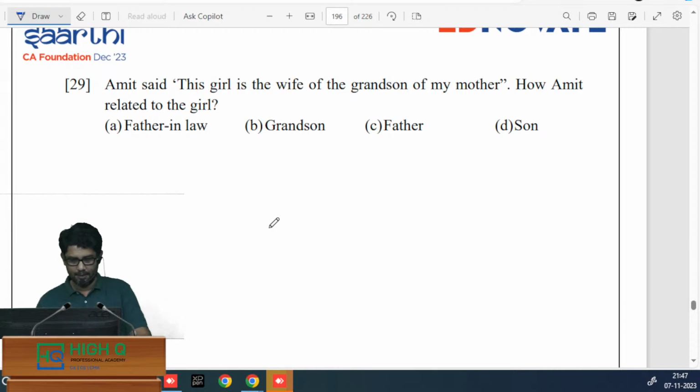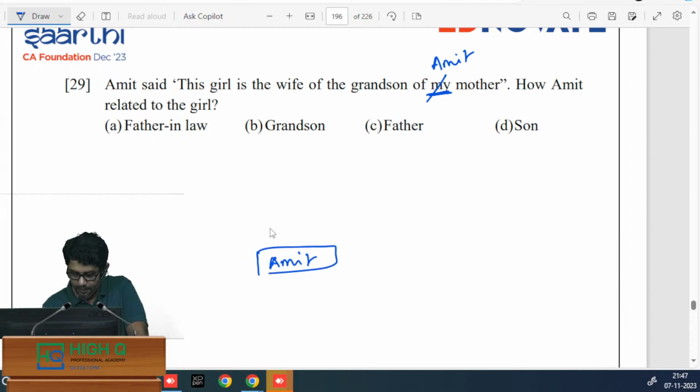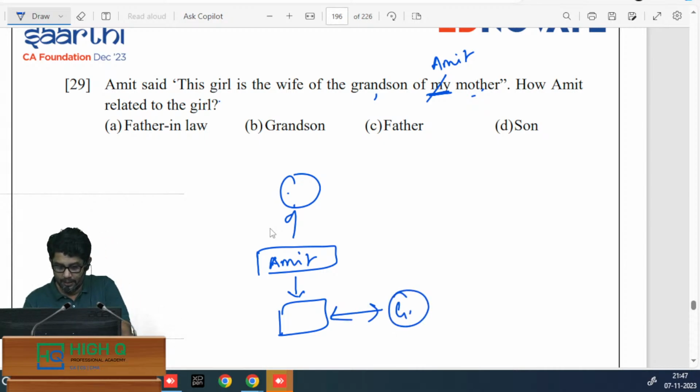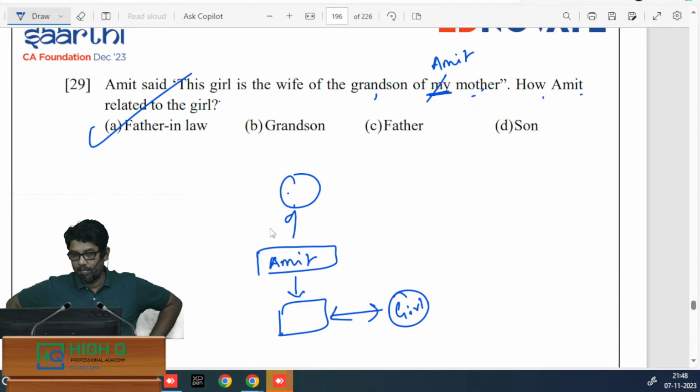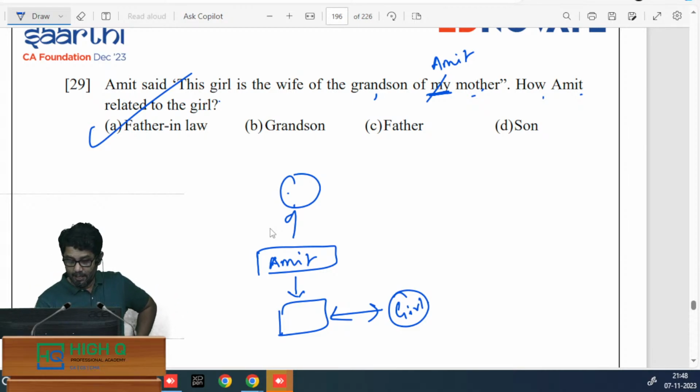Only conversation type. Amit said, this girl is the wife of the grandson of my mother. So this is Amit. Next one is mother. Grandson. So the mother has a grandson. Wife. Fine, that is our girl. Now, how is Amit related to the girl? Father-in-law. It's a direct question, my dear.